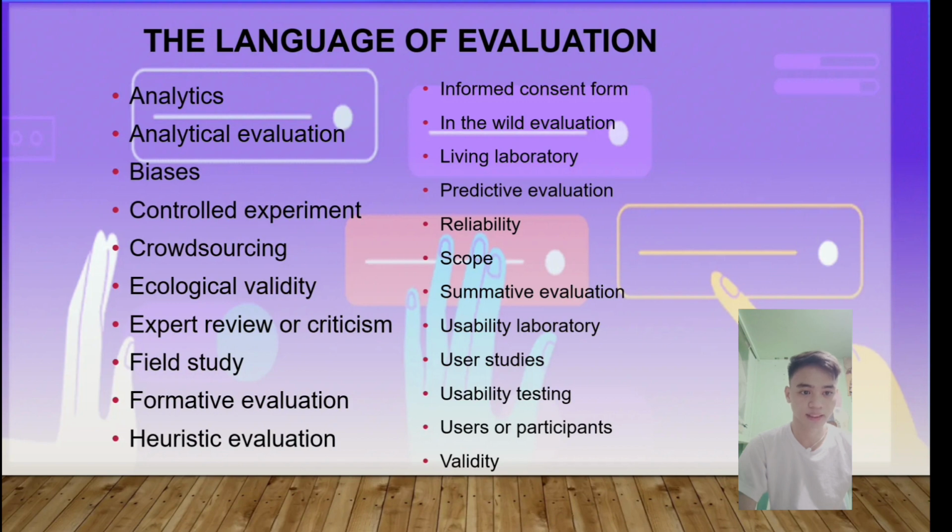Ecological validity is also affected when participants are aware of being studied. Next is expert review or criticism. This is an evaluation method in which someone or several people with usability expertise and knowledge of the user population review a product looking for potential problems.